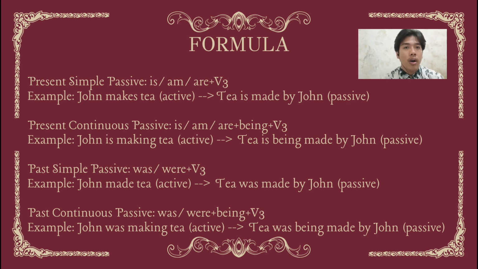Number 4 is past continuous passive. The formula is: was or were plus being plus verb 3. For example, in active: John was making tea. In the passive, it becomes: tea was being made by John.